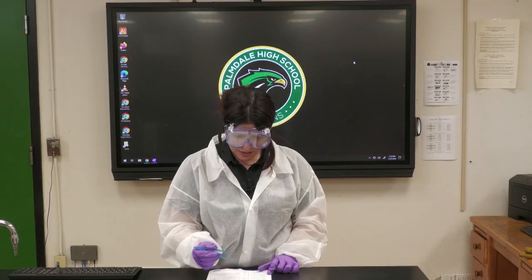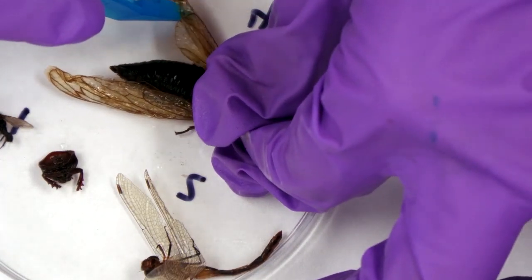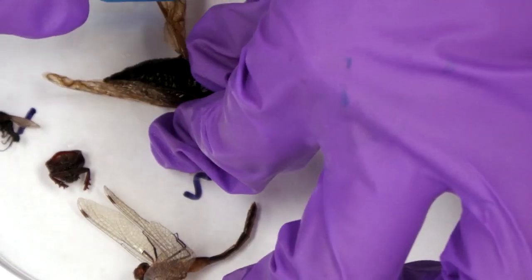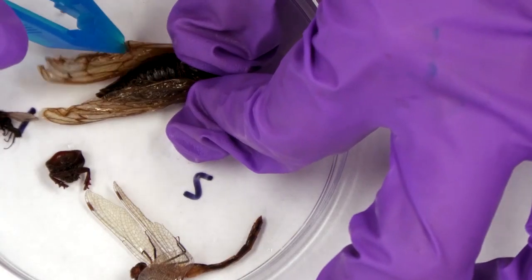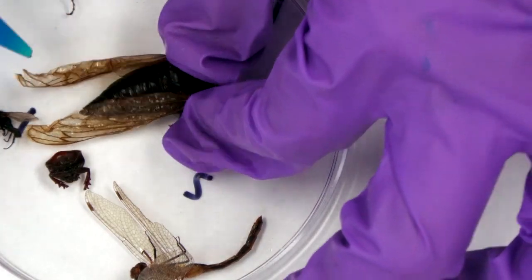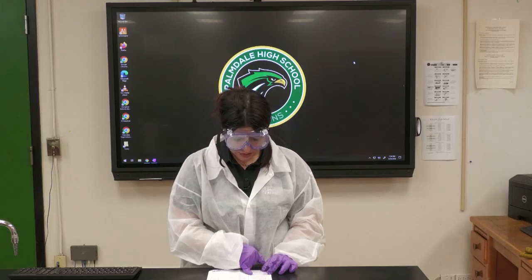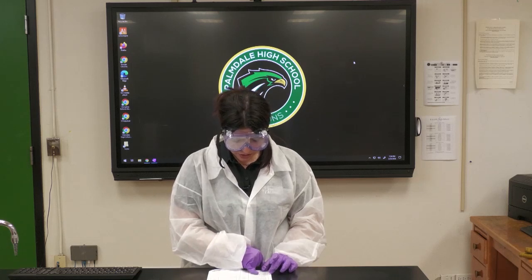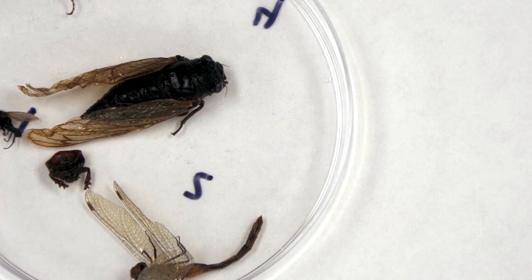So again, if I were to pull back one of these wings, you'll see there's a very tiny wing underneath. Very tiny wing. So the wings in here are not equal in size at all. The wing that's over top is a lot longer. Okay, so if we go back to the key, we will be selecting 10B, wings not equal in size, forewings are usually larger. So that will take us to number 11, where now we're going to be looking at the mouth parts. So chewing mouth parts versus sucking mouth parts.